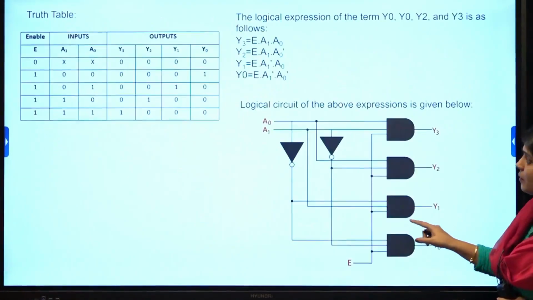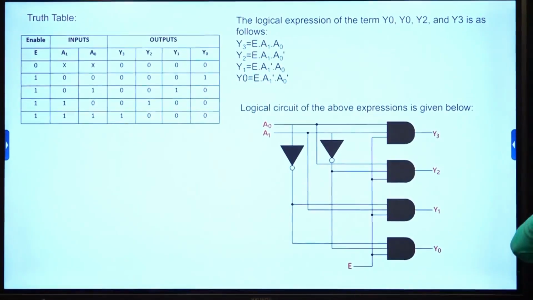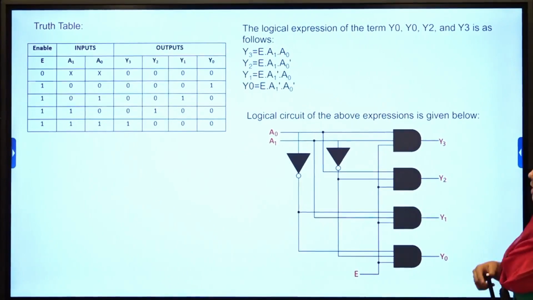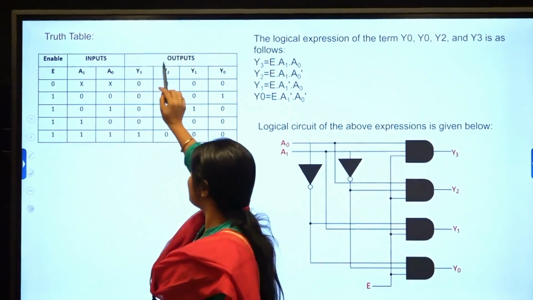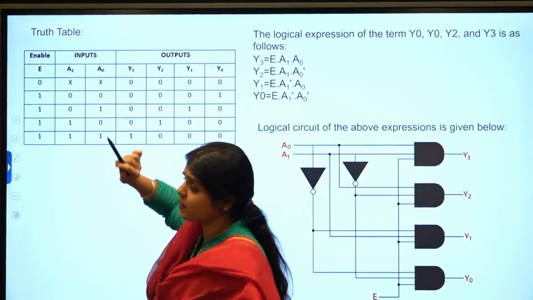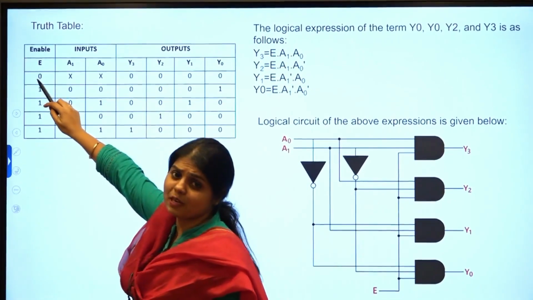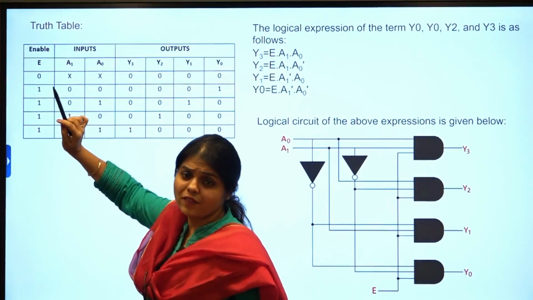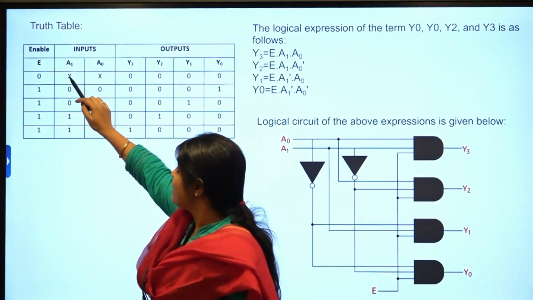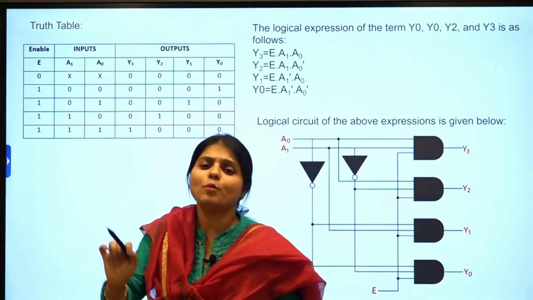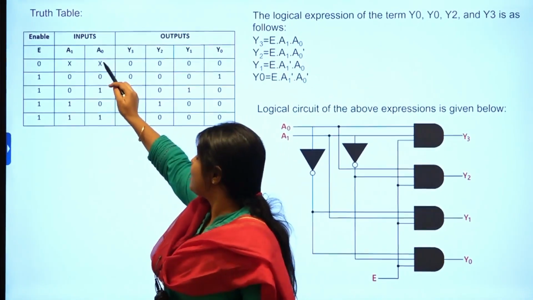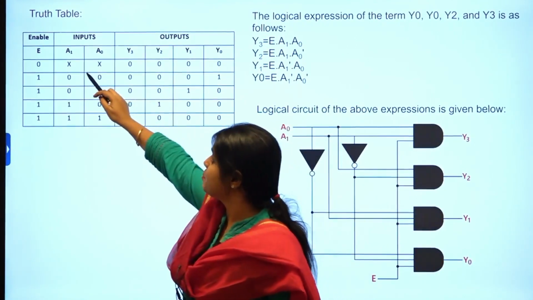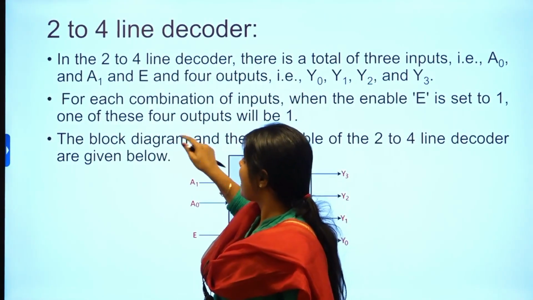Now when you look into the truth table, here I am taking the enable input, along with that the two inputs A0, A1, and these are the outputs Y0, Y1, Y2, Y3. If the enable input is 0, XX represents all combinations of A0 and A1. So no matter what you give in the inputs, none of the outputs will be activated.